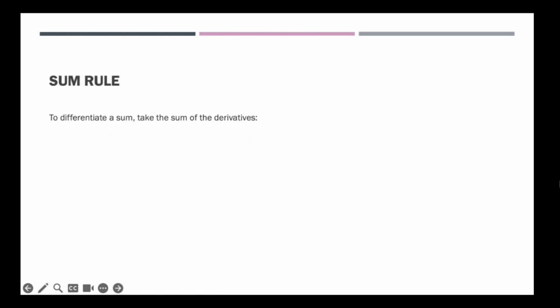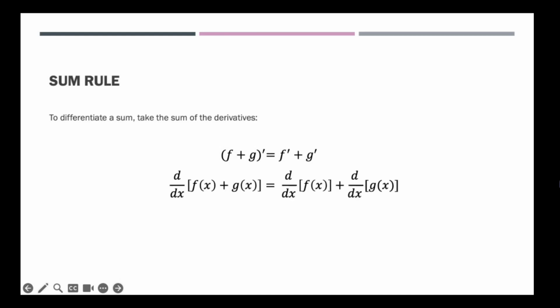The sum rule is to take the sum of the derivatives. If we have to find the derivative of the sum of functions f and g, we can find the derivative of each function separately, like finding the derivative of function f and then adding the derivative of function g later. And this is another formula of the sum rule.